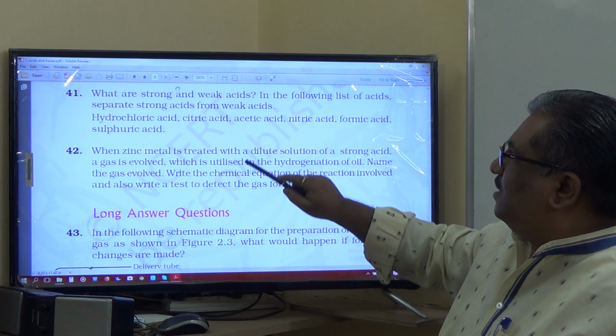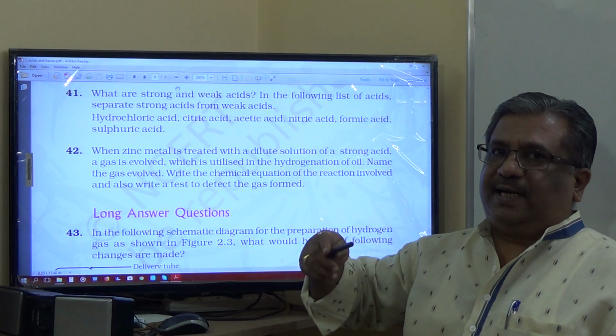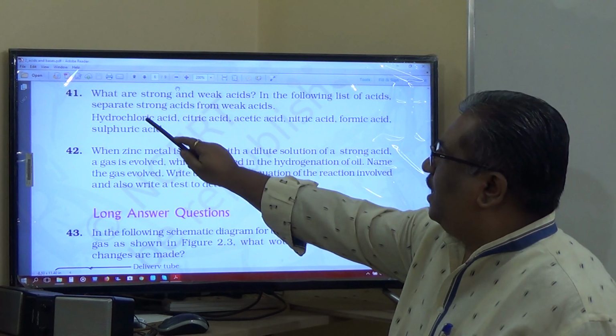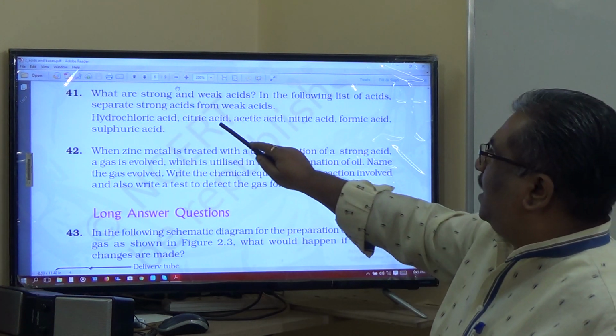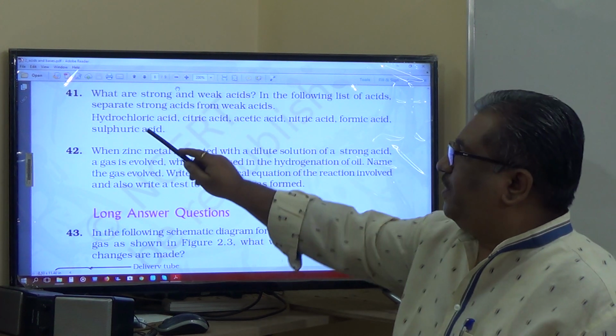Organic acids are weak acids. They partially dissociate into ions, and mineral acids are strong acids. They completely dissociate into ions. So hydrochloric acid, strong acid. Citric, acetic, weak. Nitric, strong. Formic, weak. Sulfuric acid, strong.